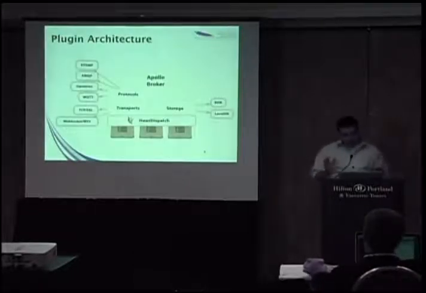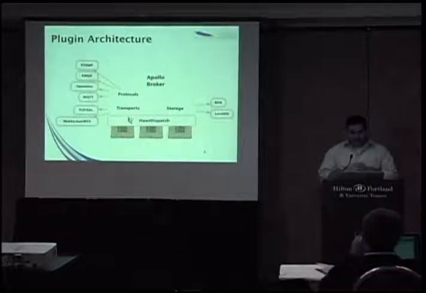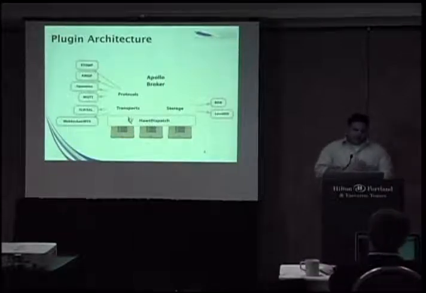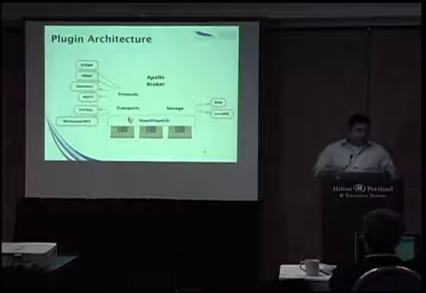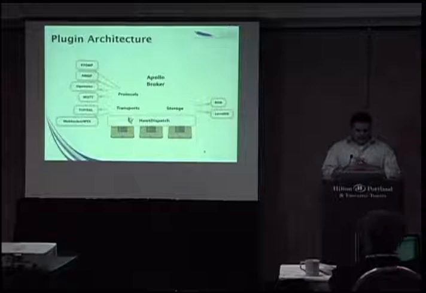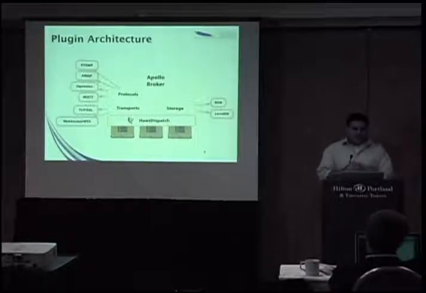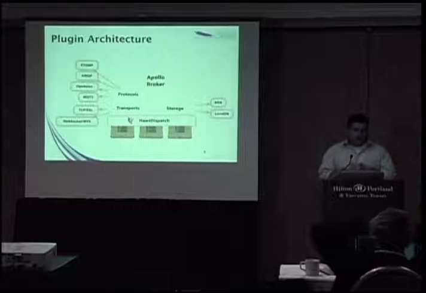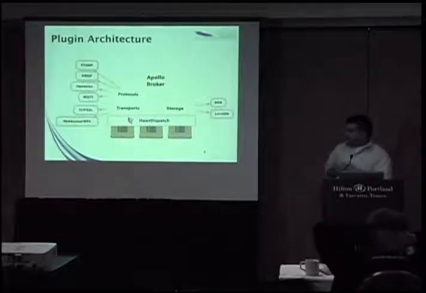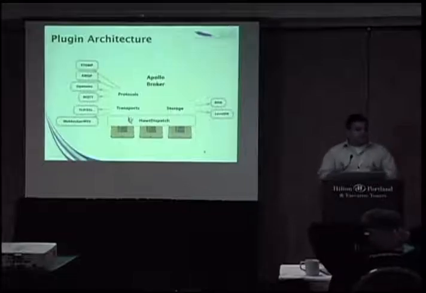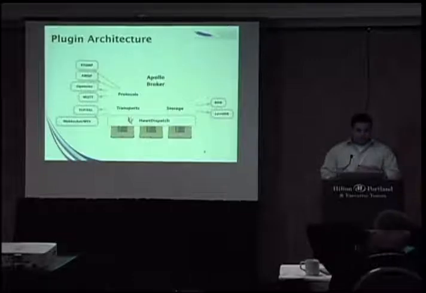This is a big picture of the parts of an Apollo broker. It all sits on top of a new threading model, which I'm going to dive into in more detail in a few slides, called HawtDispatch. It's a standalone library you can use for your own projects. It also has lots of pluggable parts: different stores that you can plug in, one for LevelDB and one for BDB, and then lots of protocols and lots of transports. I'm going to drill into each one of these in a little more detail.